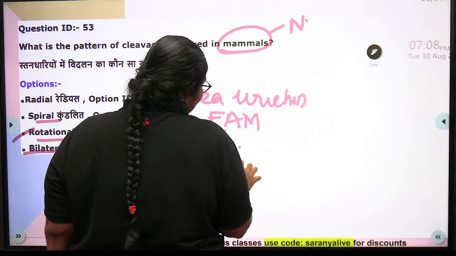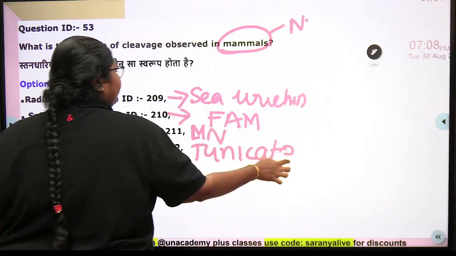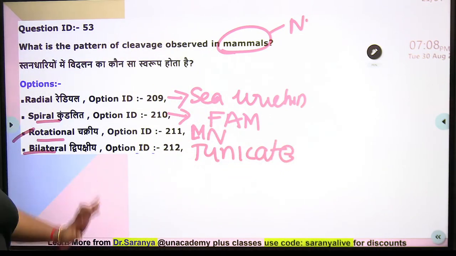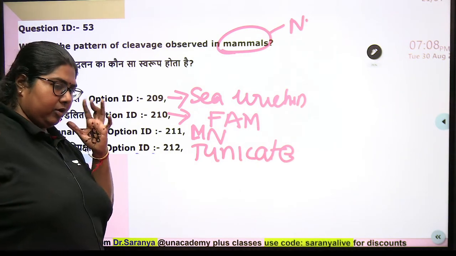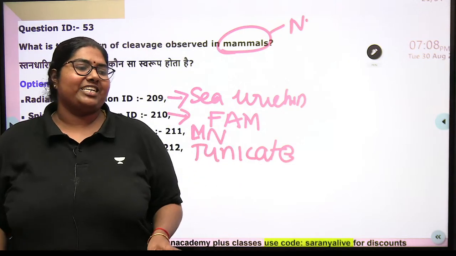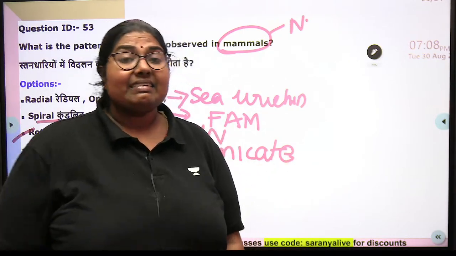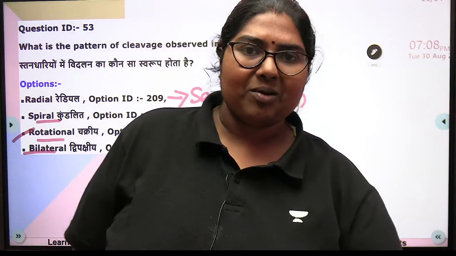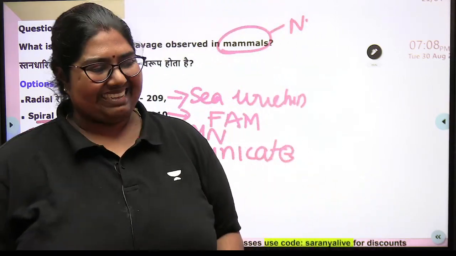Bilateral is tunicate. Examples you should definitely remember. Simplest question only. Likewise, what is going to be your discoidal, microlecithal and all these things, superficial. Everything is important, guys. Seriously, if you study it in a proper manner, everybody can crack this examination.